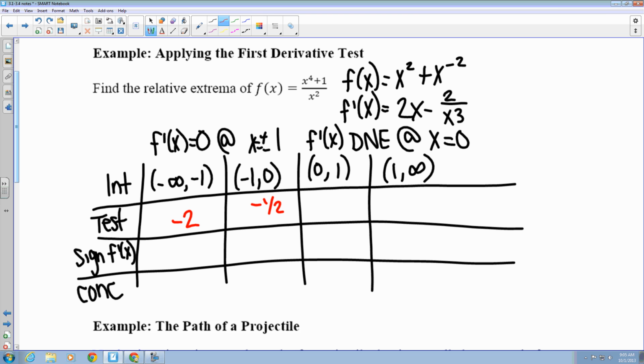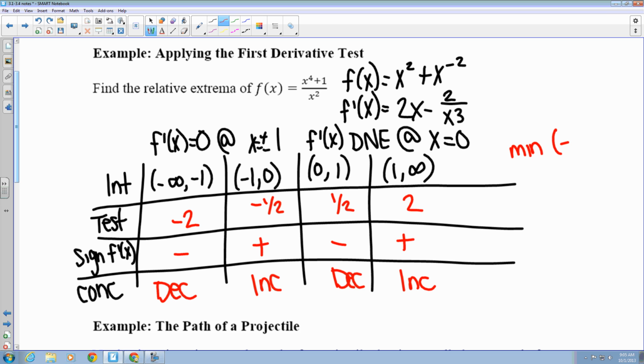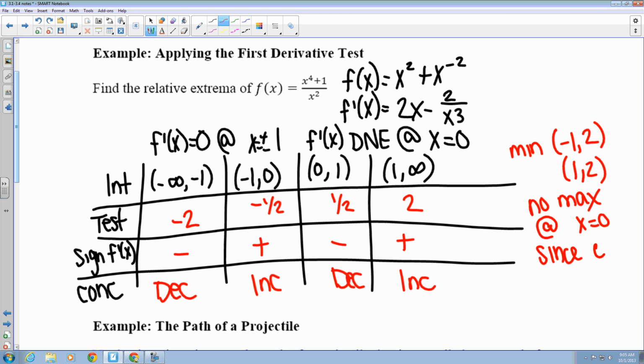Negative 2, negative 1/2, positive 1/2, and 2 are going to be the easiest values to plug in. We're going to have negative, positive, negative, positive. So we are decreasing, increasing, decreasing, increasing. So we have minimums at negative 1, 2 and at 1, 2. But there's actually no max at 0, since 0 isn't in the domain.